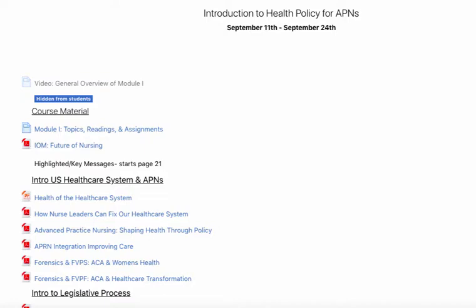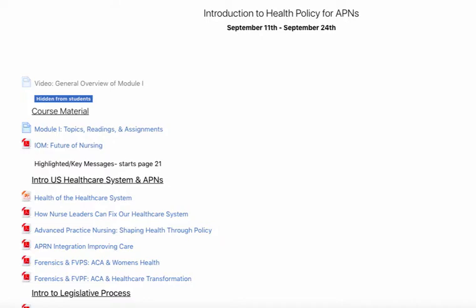Advanced Practice Nursing Shaping Health Through Policy is a great article. I suggest that everybody read this one. It's not too long, but it gives you a good idea of what we should be doing in terms of health policy, APN integration, improving care. A lot of this is more related to primary care. So those NPs that are going into an adult gero program, or you're in the family nurse practitioner program, it looks at different realms of practice and how we can improve care, whether it's through telehealth, retail clinics, just looking at different methods to improve the health of the U.S.